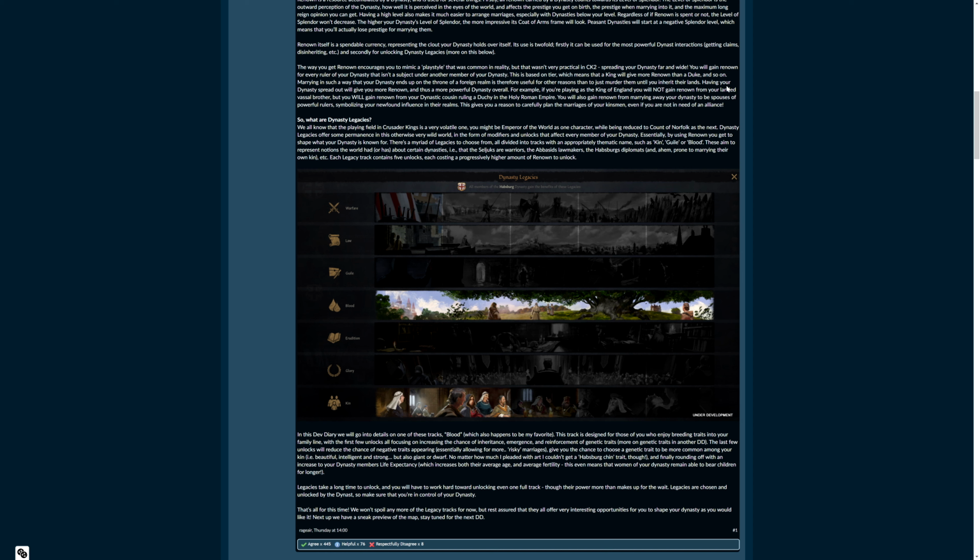In Crusader Kings 3, having your dynasty spread out will give you more renown and thus a more powerful dynasty overall. For example, if you're playing as the King of England, you will not gain renown from your landed vassal brother, but you will gain renown from your dynastic cousin ruling a duchy in the Holy Roman Empire, because that is beyond your current power. You'll also gain renown from marrying away your dynasty to be spouses of powerful rulers, symbolizing your newfound influence in their realms. This gives you a reason to carefully plan the marriages of your kinsmen, even if you're not in need of an alliance. Yeah, not away with the daughters again.